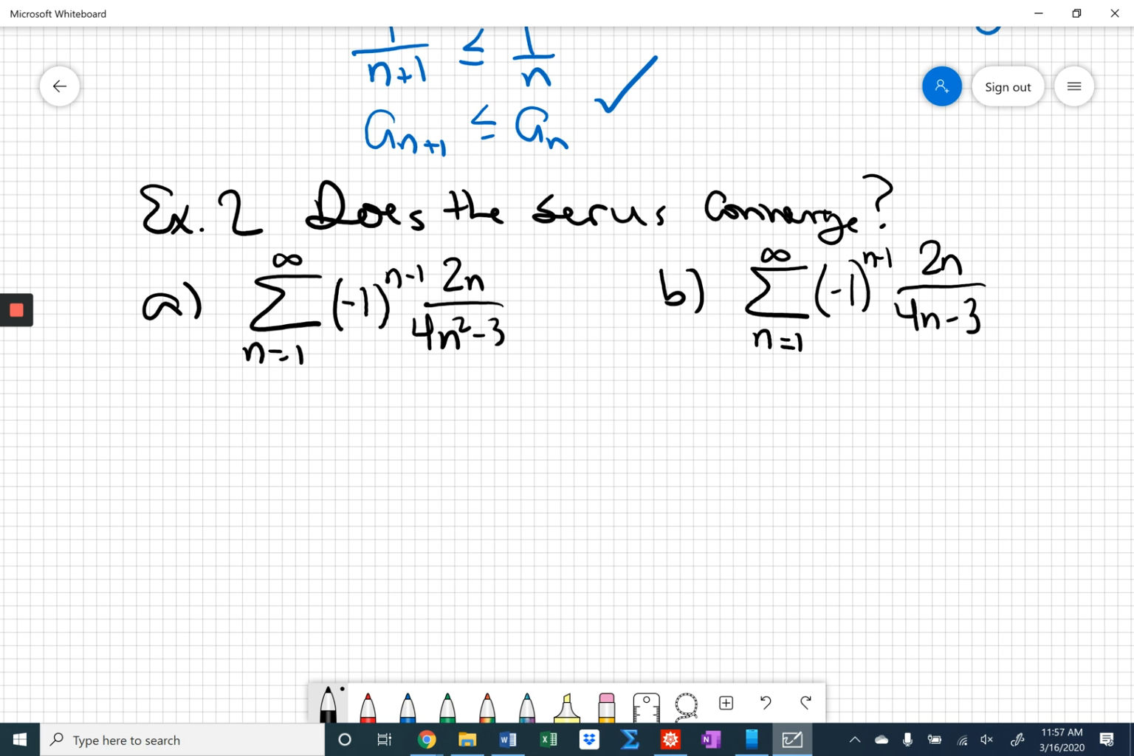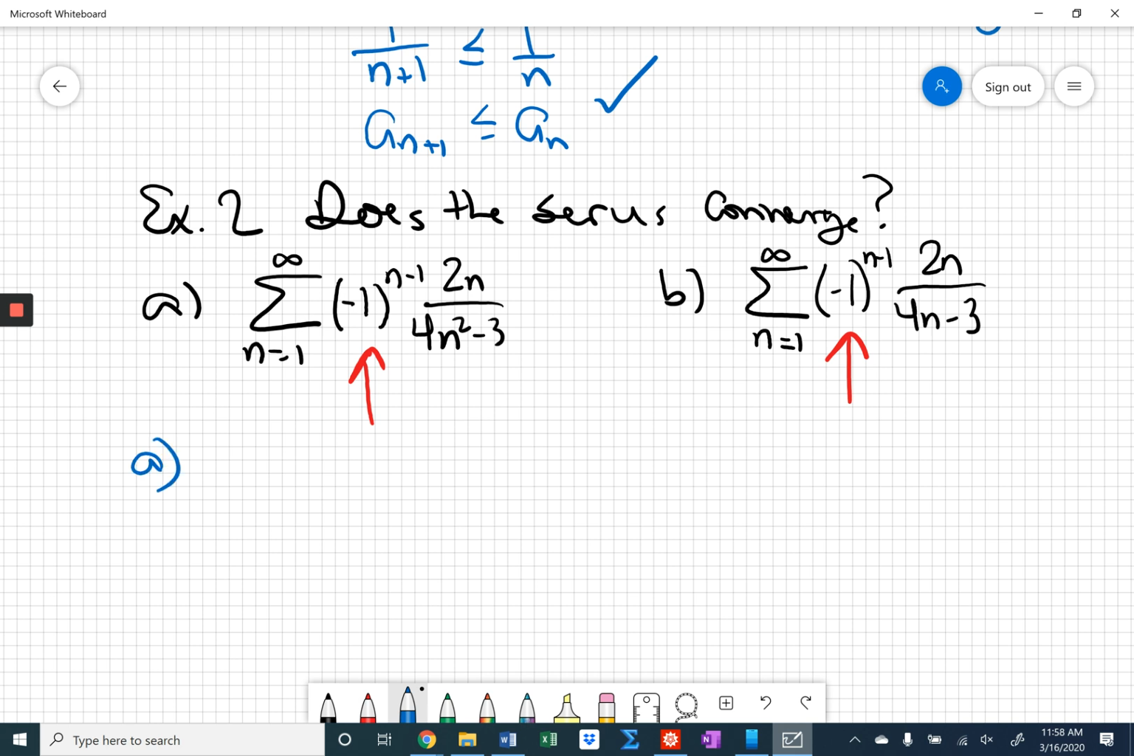Okay, so since these have that term here on both of them, that tells us that the terms are going to be alternating, so we can try the alternating series test to determine whether or not the series converges. You should pause the video and go see if you can work that out on your own before watching how I do it.